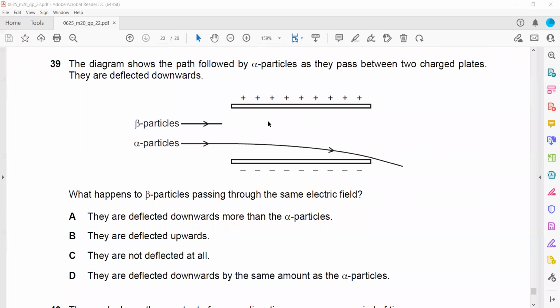The diagram shows the path of alpha. So alpha is positively charged, so it is deflected towards the negative. Beta is negatively charged, so where will it go? It will go up. So what happens to beta particles as they enter the same electric field? The alpha particle moved down, so the beta particle, because unlike charges attract and like charges repel, will deflect upward. Alpha is positive whereas beta is negative, as it is fast moving electrons.